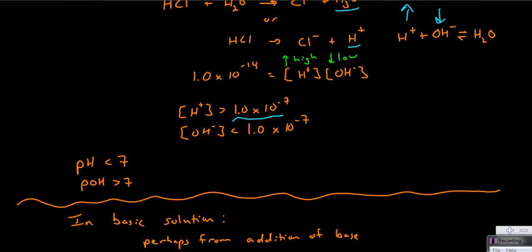So, in an acidic solution, the pH is going to be less than 7, and the pOH is going to be greater than 7.